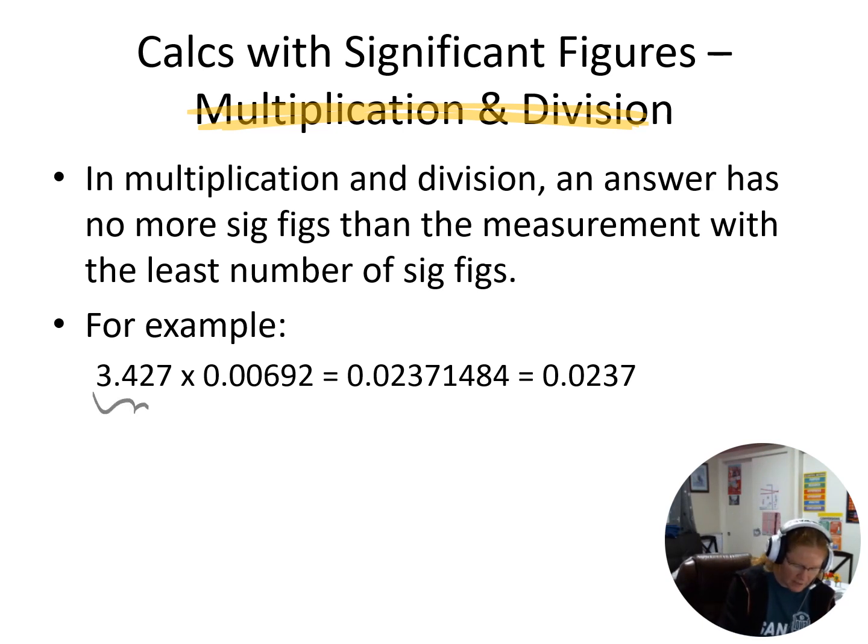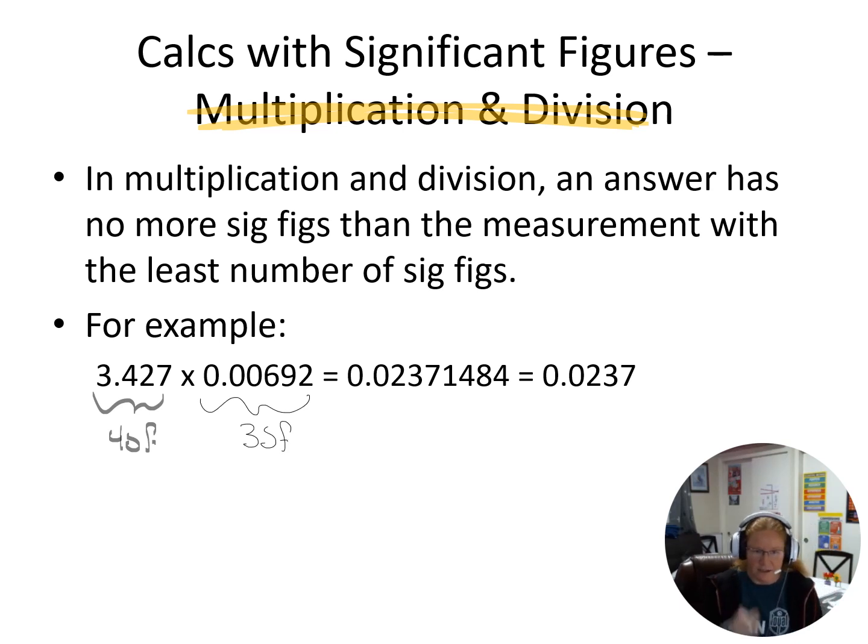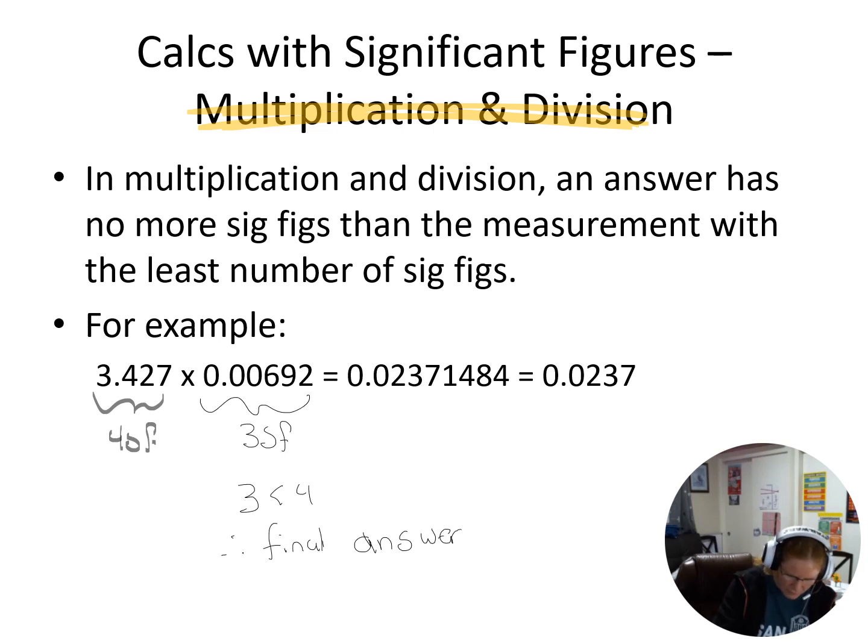So this number right here, we have 4 sig figs. This number right here, we have 3 sig figs. Okay, so our final answer, so 3 is less than 4, therefore final answer is going to equal 3 sig figs.